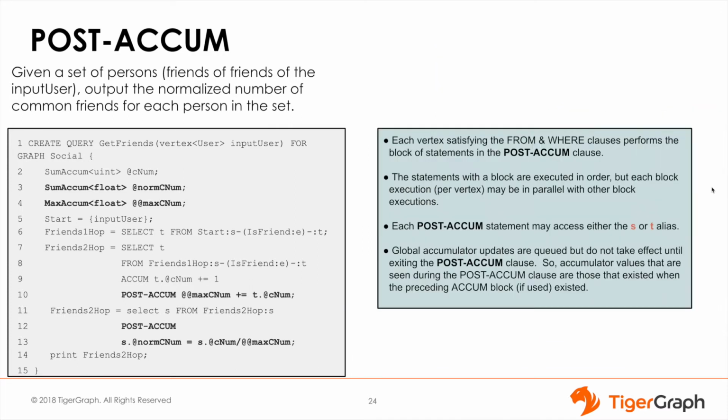Here's what we covered in these slides. Each vertex satisfying the from and where clauses performs a block of statements in the post-accum clause. The statements within a block are executed in order, but each block execution may be in parallel with other block executions. Each post-accum statement may access either the starting or target vertices. And global accumulator updates are queued but do not take effect until exiting the post-accum clause. So accumulator values that are seen during the post-accum are those that existed when the preceding accum block exited.